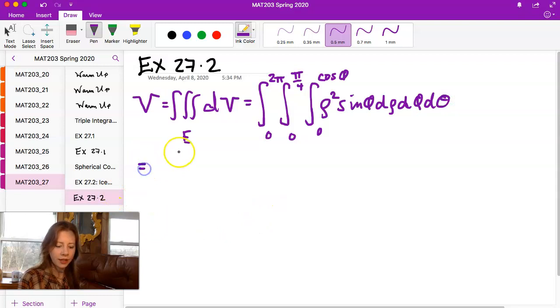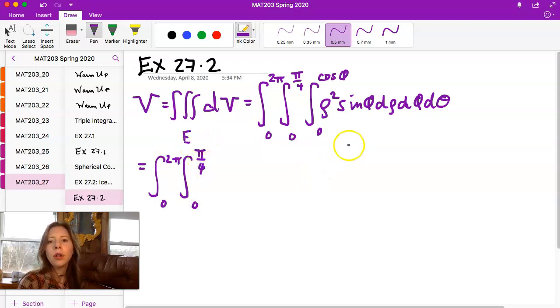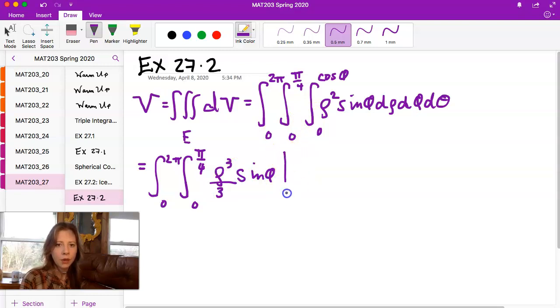So this is going to be equal to the integral from 0 to 2 pi times the integral from 0 to pi over 4. And so now we have rho squared sine phi d rho is the piece that we're looking at. And so rho squared d rho becomes rho cubed over 3. And we still have our sine phi. We're going to evaluate from 0 to cosine phi. And we still have our d phi d theta.